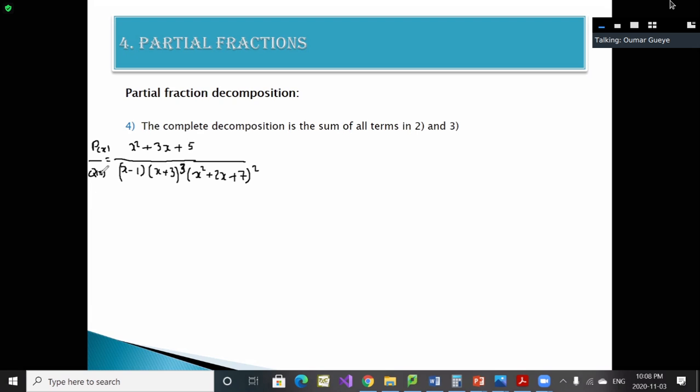We suppose the first step is already obtained. The first step says you factorize the denominator q(x) until you get linear factors and quadratic factors that are irreducible. So here the first is a linear factor, the second is a linear factor, and it's repeated 3 times. The last factor is a quadratic factor because the degree is equal to 2, and it's repeated twice. And again, it's irreducible: if you calculate b squared minus 4ac, it is going to be negative.